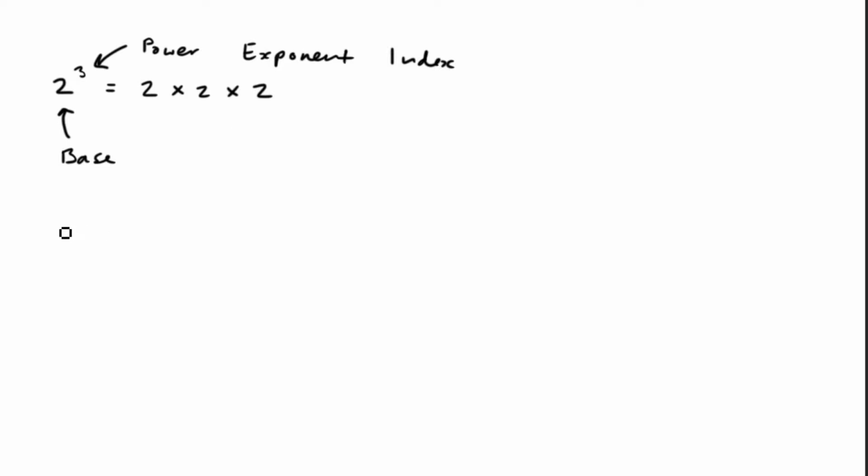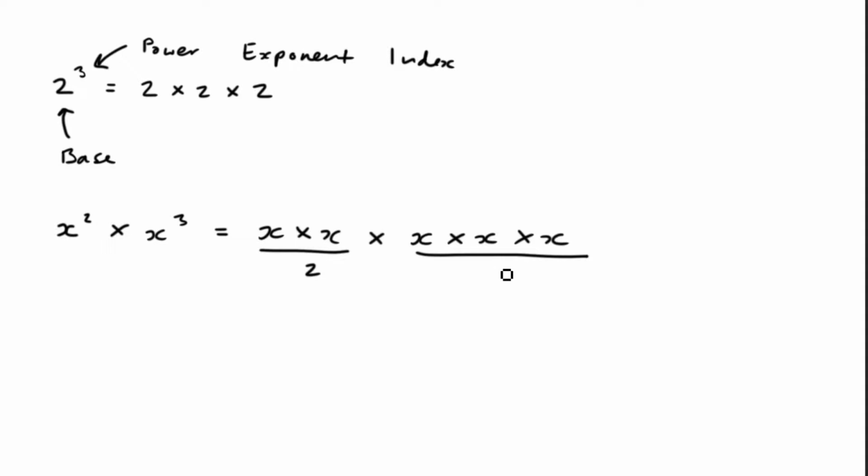Firstly, if we have an expression like x squared and we multiply that by x cubed, well, x squared means x multiplied by x. We will have 2 of them. And we are multiplying that by x cubed, which means x times x times x. We will have 3 of them. How many x's have we got altogether? 1, 2, 3, 4, 5 of them. And it's clear that we got 5 of them because there were the 2 from here and the 3 from here.